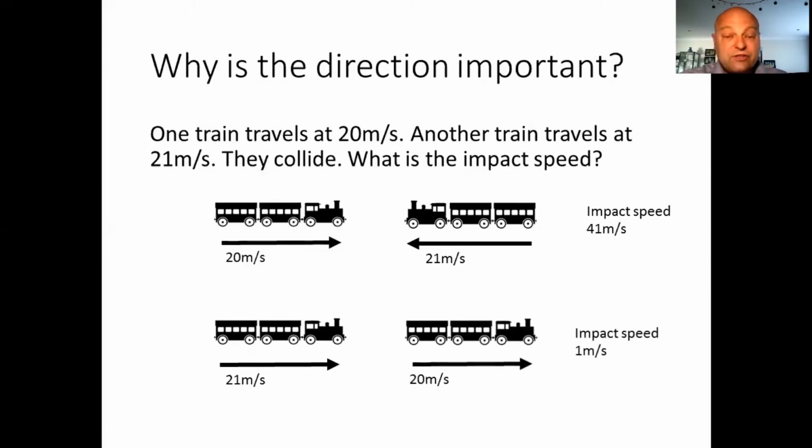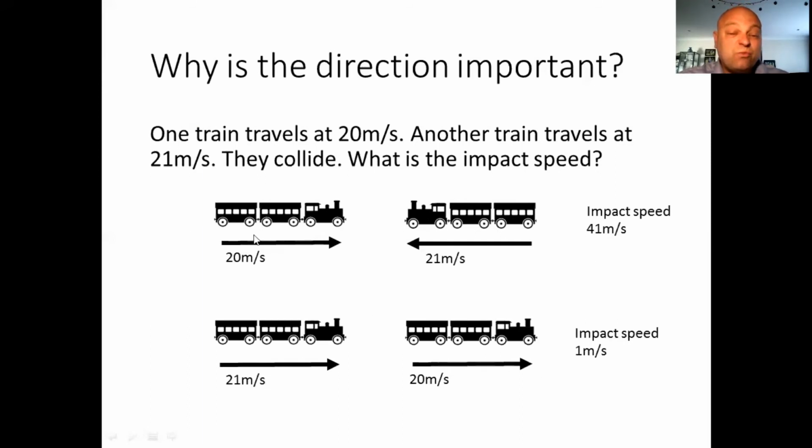Now, here's the problem. 41 meters per second is really, really fast. We're talking train derailment, people dying, real carnage, sort of big major disaster. Impact speed of 1 meter per second is slower than walking speed. About walking speed, just a little bit slower. Someone's going to spill their cup of tea, you're going to get a little bit of a jolt. People are going to go, oh, I don't think that was very good, but no real injuries. So it makes a big difference.